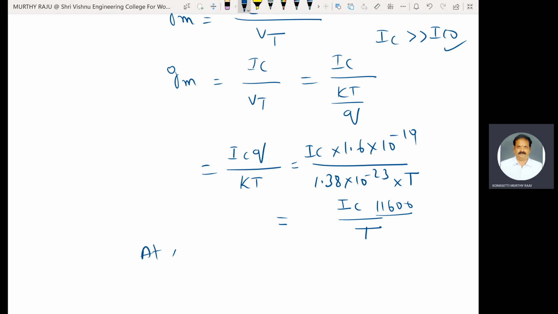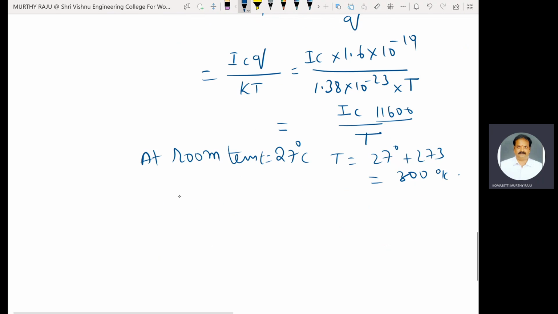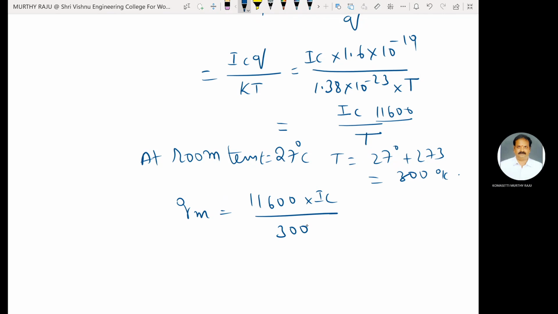At room temperature, that is small t equal to 27 degrees centigrade, capital T is equal to 27 degrees centigrade plus 273, equal to 300 degrees Kelvin. This value is substituted here. Therefore, GM is equal to 11,600 into IC by 300. That is equal to IC by 26, where IC is in milliamps.